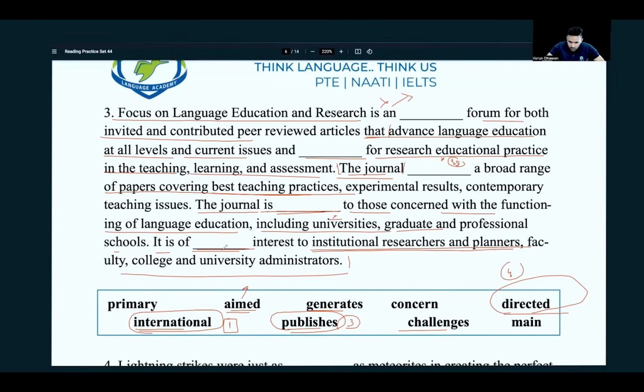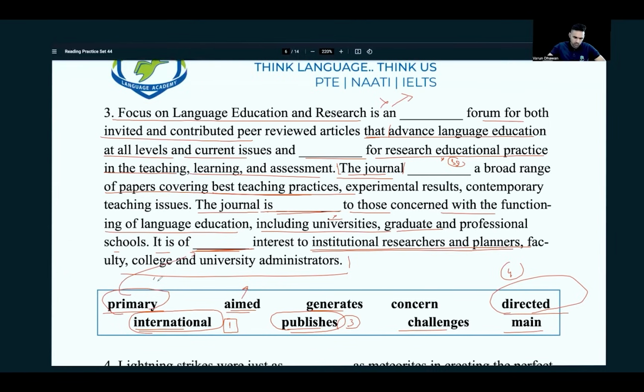We will have a positive word. We'll not have a negative word because they'll have a lot of interest in this particular journal. It is of primary interest can be the right answer. Aimed interest won't make any sense. Generates concern is a negative word or main. Primary interest or main interest? Being honest, primary and main have a similar meaning, but interest goes with primary. You won't say my main interest. My main motive is informal. My primary motive is more academic, and you have to choose academic words.